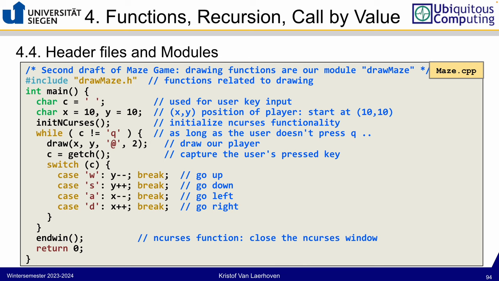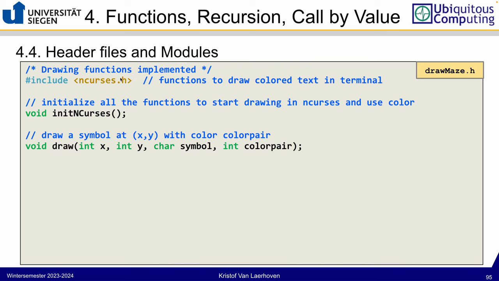This is the CPP file that will eventually create our executable. And as you see here, it includes drawMaze.h. This is our file. We created a second file, which in this case has the extension h for header, which is this one over here. The header file includes, for instance, libraries that are needed. And it also shows you the definitions of the functions that we want to introduce, just like the A and B functions we had at the beginning, right?